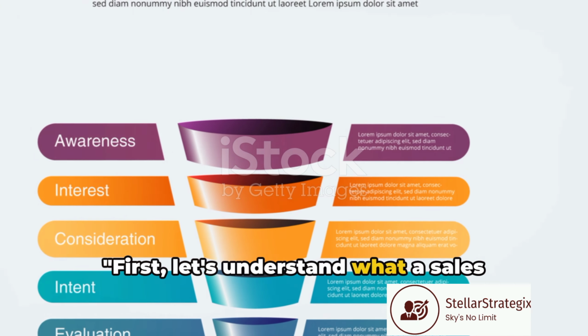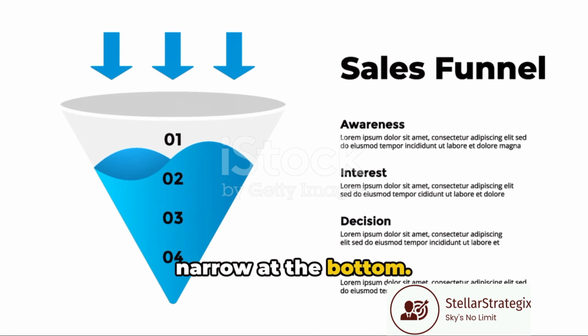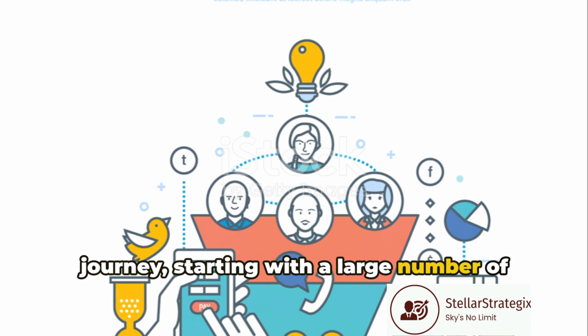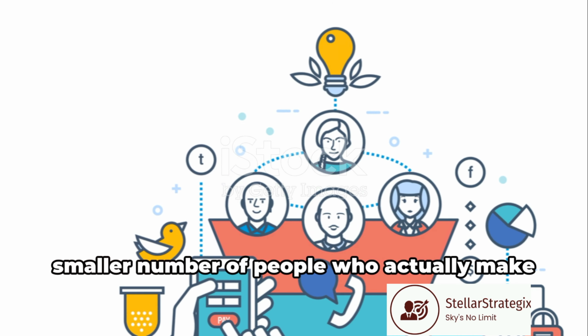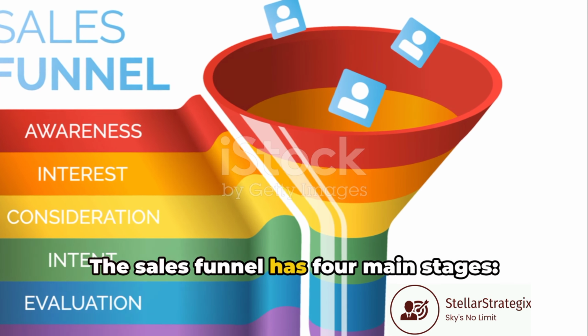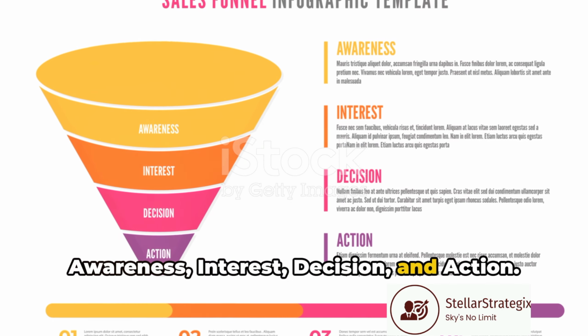First, let's understand what a sales funnel is. Picture a funnel, wide at the top, narrow at the bottom. This is a metaphor for your customer's journey, starting with a large number of potential customers and ending with a smaller number of people who actually make a purchase. The sales funnel has four main stages: awareness, interest, decision, and action.